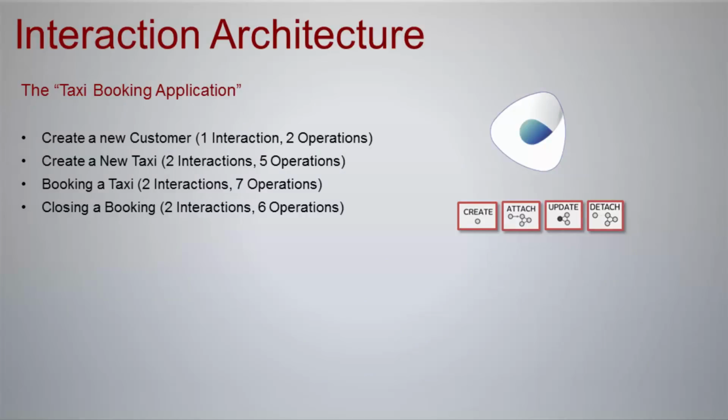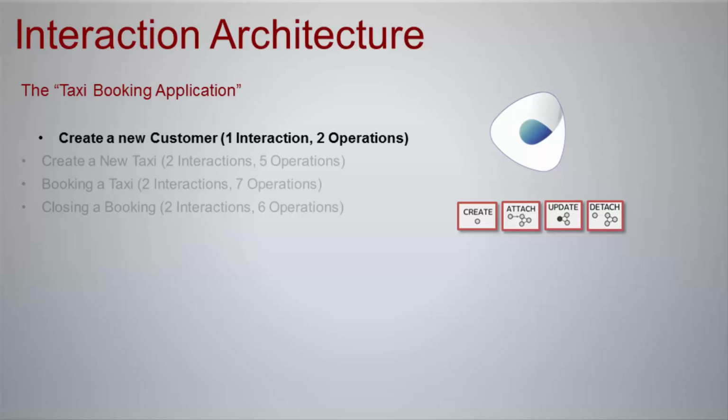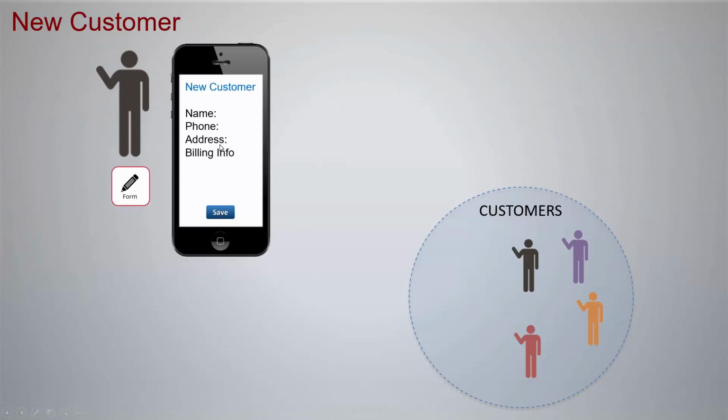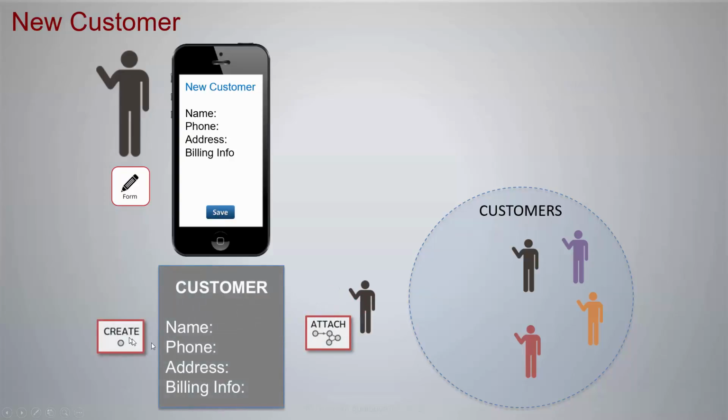Let's now take a look at the interaction architecture. This is the taxi booking application itself. We will take a look at 4 scenarios: creating a new customer, creating a new taxi, booking a taxi, and closing the booking. The first scenario is create a new customer. This is instantiated by an interaction of the customer. The customer will then fill up his information and save. This will just create a customer based on the customer schema and will attach that information to the customer collection. 2 operations.